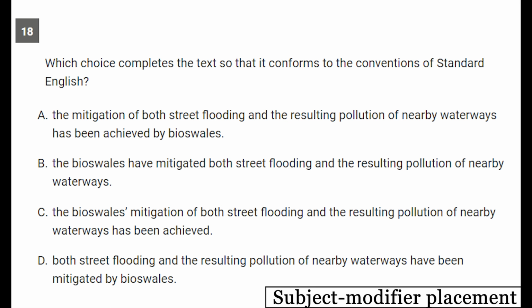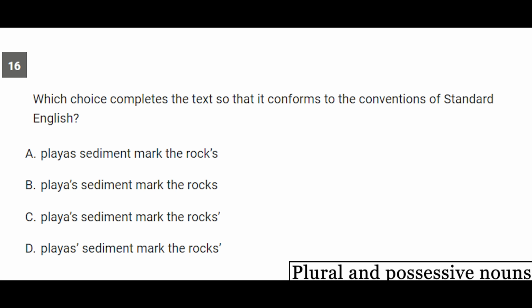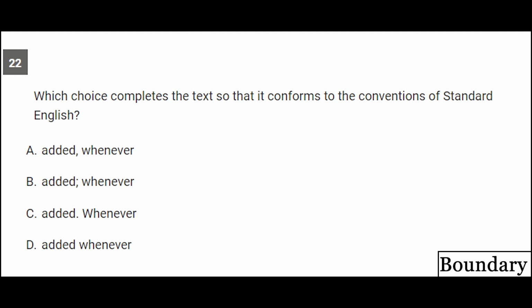You'll know it's subject modifier replacement when the blank is longer than a few words, and the choices rearrange the same words or phrases. You'll know it's testing plural and possessive nouns if the answer choices add or remove apostrophes, or if the choices change the placement of apostrophes. You can identify boundary questions if the answer choices add punctuation, remove punctuation, or offer different punctuation marks.